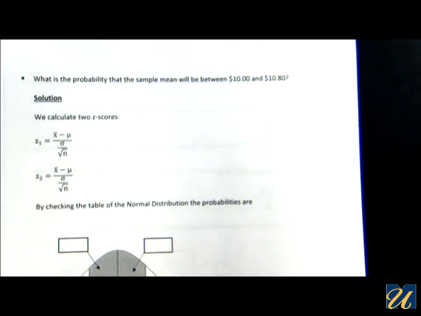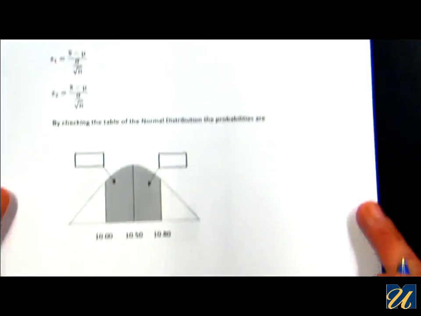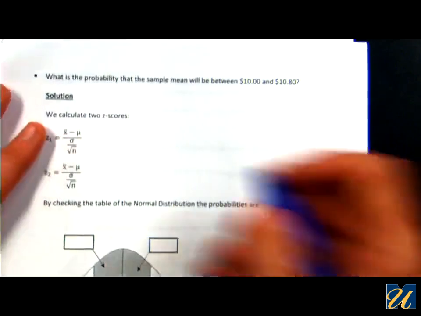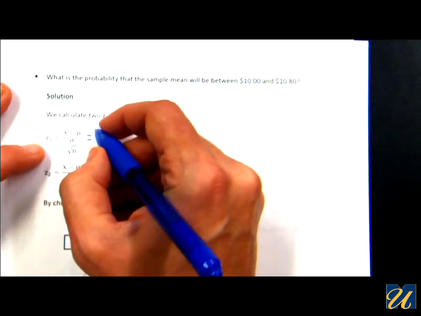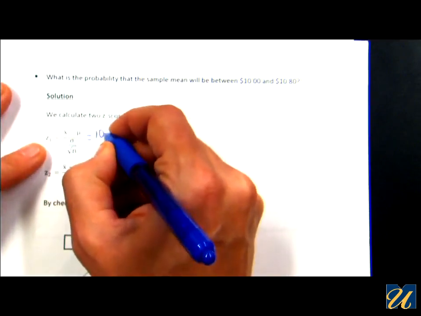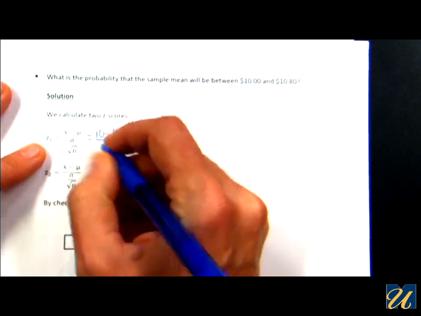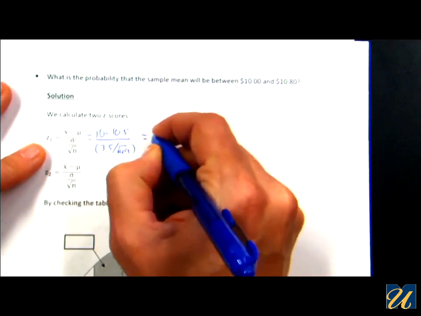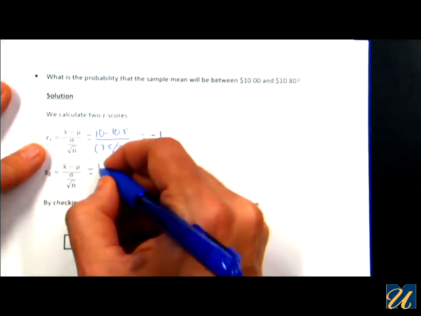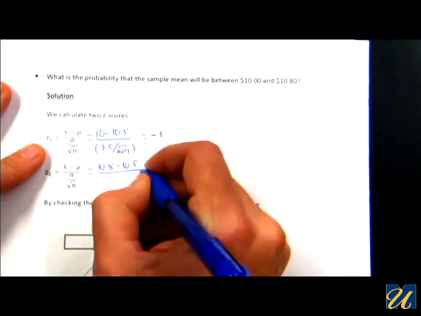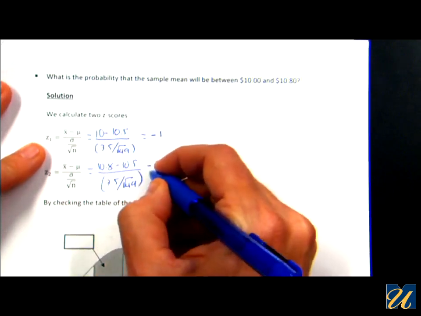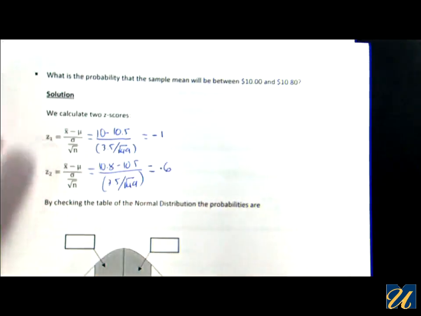For the same problem, what is the probability that the sample mean will be between 10 and 10.80? In this case, I'm looking for an area between two values where the mean is inside that area. We will look into finding the z-score for each value. 10 minus 10.5 over 3.5 divided by square root of 49. This is going to be -1. And then 10.8 minus 10.5 over 3.5 divided by a square root of 49. This is going to be equal to 0.6.